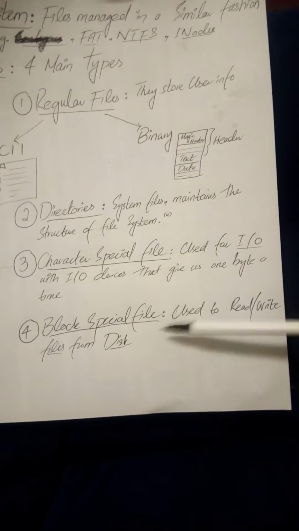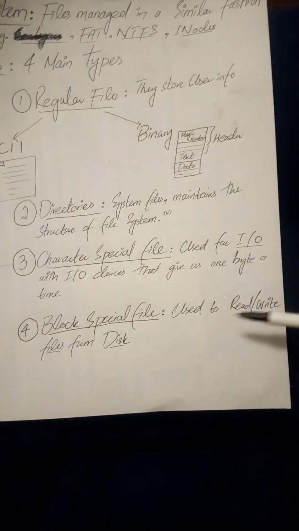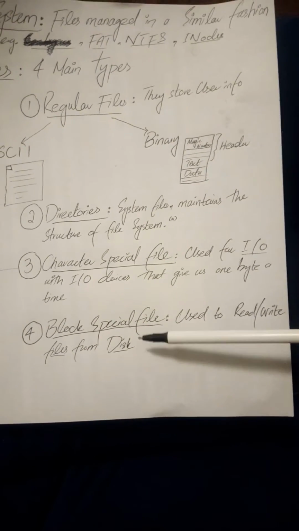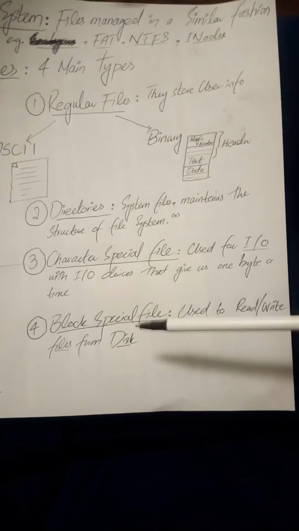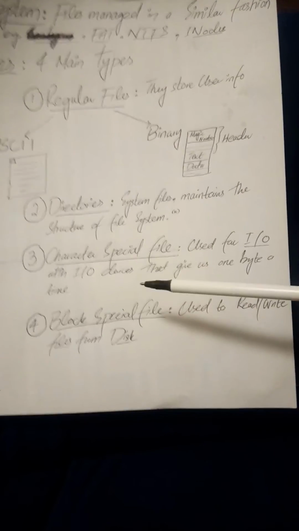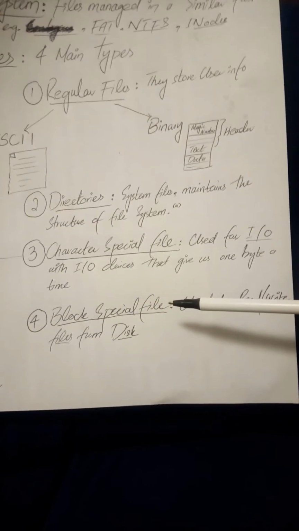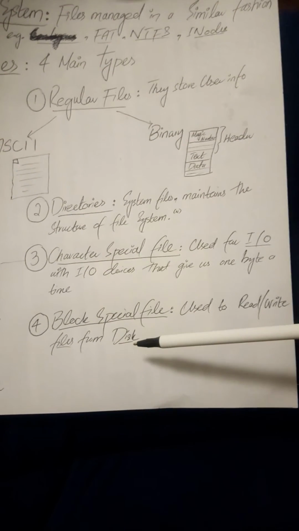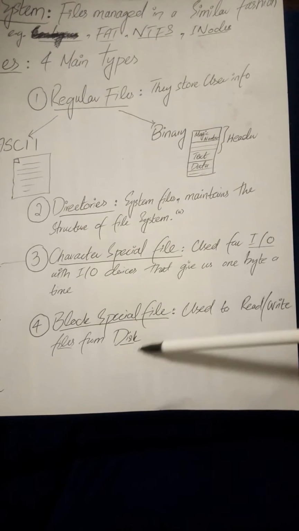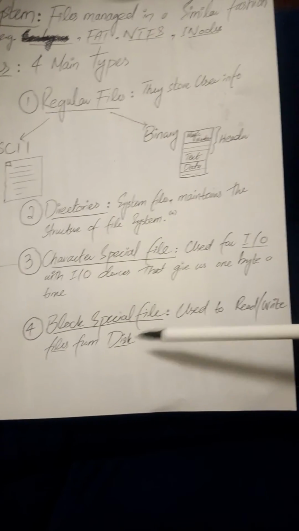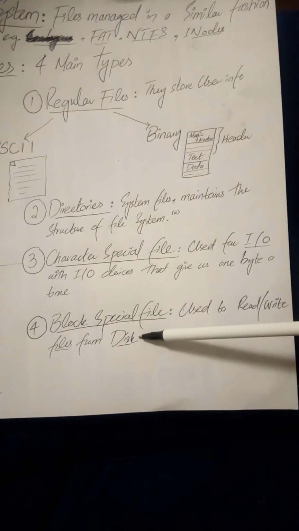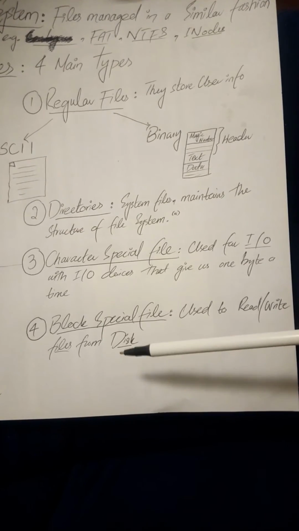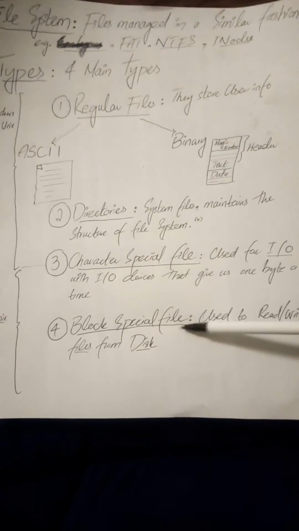And the block special files are used for read and write purposes from the disk. To understand this, you have to understand that our files are stored as a sequence of bytes, and even our disk is modeled as blocks. So once we are to read and write from our disk, we have to read data in blocks, and that is why we use the block special file.